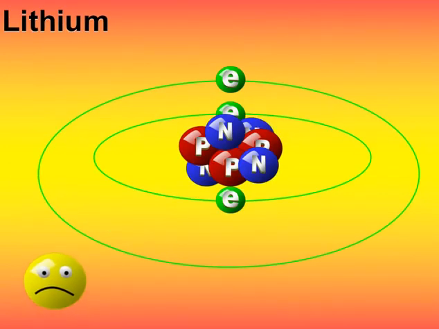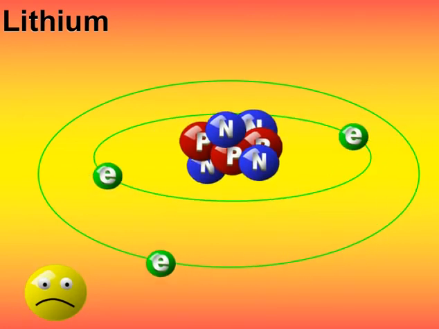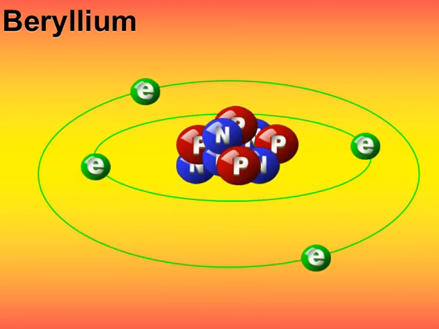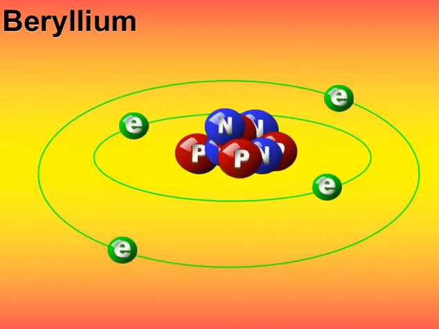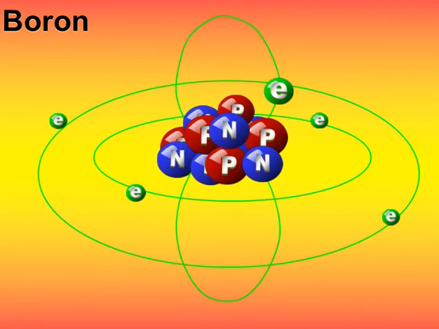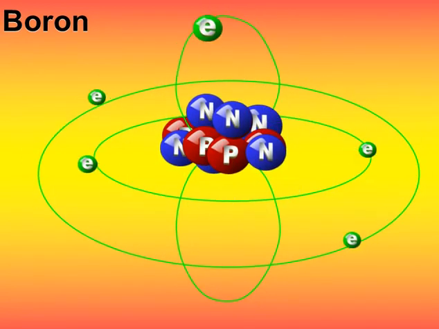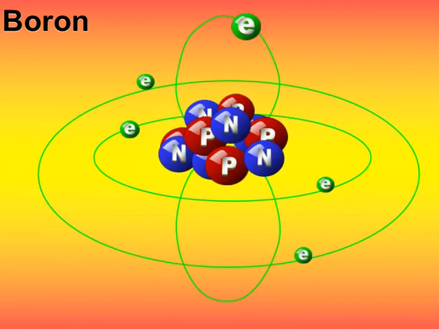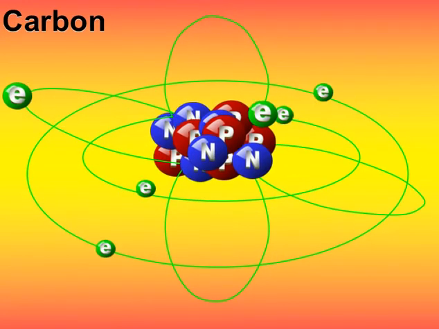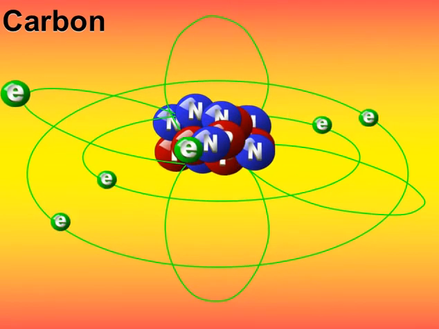Lithium is unhappy; although it has a complete s orbital, the p orbital carries only one electron. The atom of beryllium is also unhappy; although it has a complete s orbital, the p orbital carries only two electrons. Boron carries a complete s orbital, but the p orbital carries three electrons, and similarly carbon is unhappy although it has a complete s orbital, because the p orbital carries only four electrons.